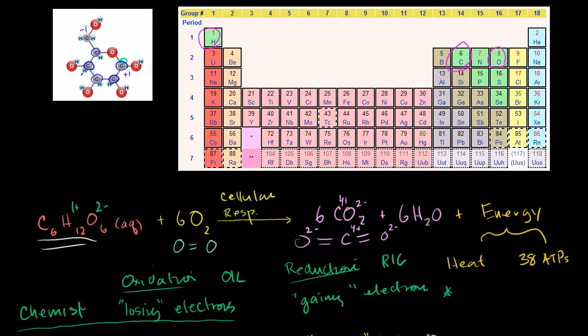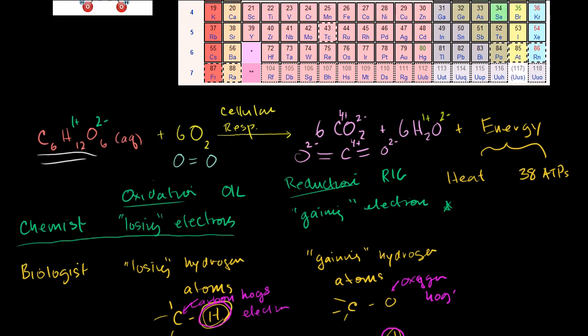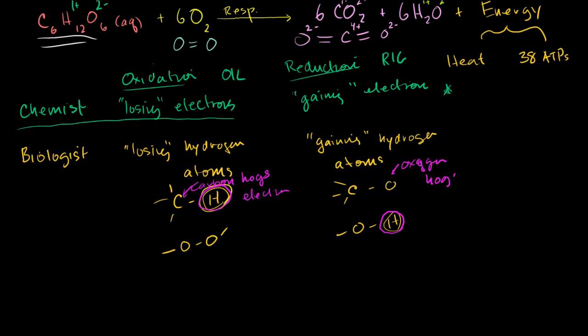And then if we look at the water, and we've looked at this before, the oxygen is hogging 2 electrons, one from each hydrogen, so 2-, and then each of the hydrogens has a +1 oxidation state. So if you want to do a half reaction for cellular respiration, in the chemist's sense of things, just dealing with electrons, you can immediately say that, well, I start with 12 hydrogens.